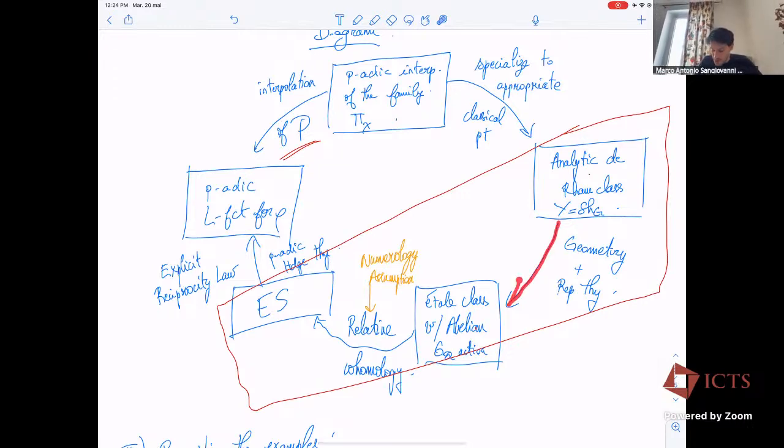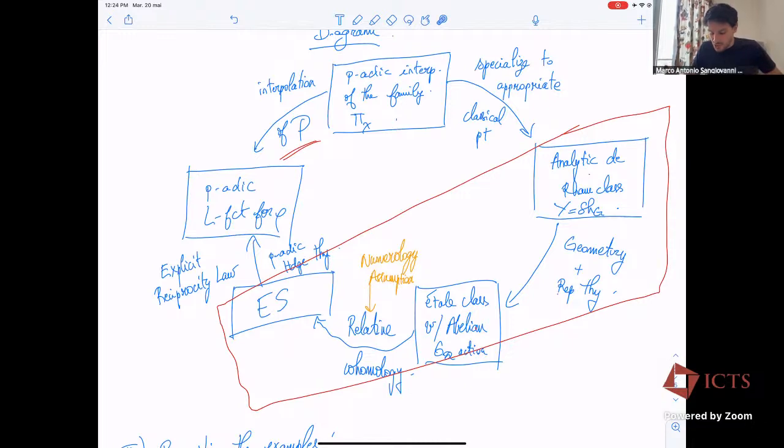And the process of going from these analytic de Rham classes to étale classes with abelian GQ action was using what is called the Manin-Drinfeld principle, which is basically saying that Eisenstein series do not interact with the Galois action on cusp forms, and so they're completely determined by their image to the boundary. And so you can read off both the rationality properties and the Galois action from the constant term. Okay, so this was this arrow here.